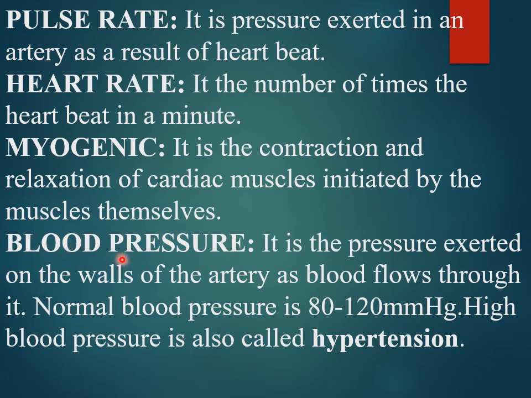Then blood pressure is the pressure exerted on the walls of the artery as blood flows through it. Say normal blood pressure is 80 to 120 millimeters of mercury. Take note, millimeters of mercury. Hg is the symbol of mercury, so we call it millimeters of mercury. High blood pressure is also called hypertension, so we take note.